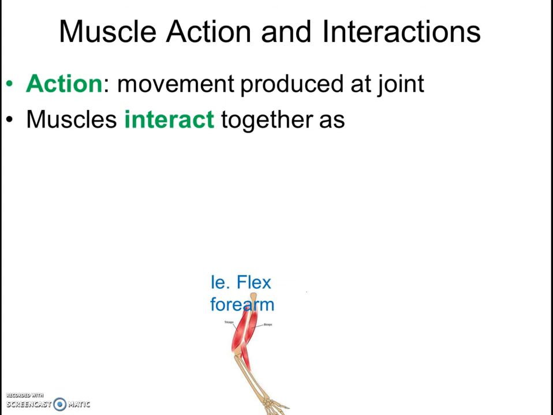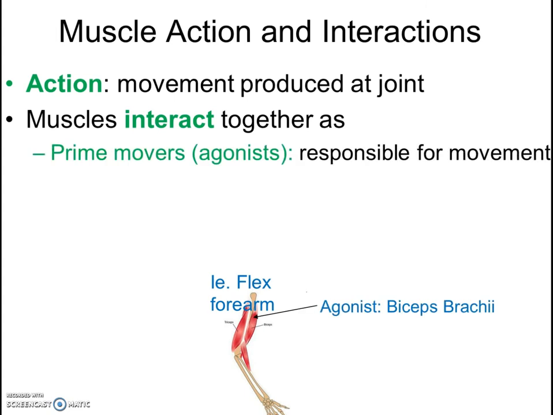For example, let's use this concept again of flexing your biceps. And when you flex your biceps, your forearm moves. Your forearm's your radius and your ulna. So the main muscle that's helping us move the forearm when we flex is your biceps. So we call the biceps a prime mover, or the agonist. It's the muscle that's responsible for the main movement, in this case flexing the forearm.